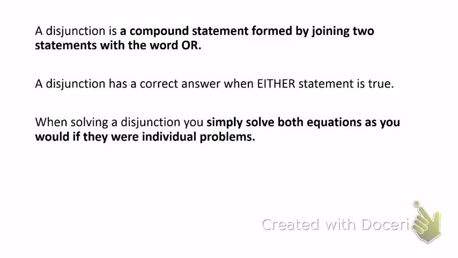So here's the thing. A disjunction is a specific type of compound statement formed by joining two statements with the word or. So if this is true or that is true, then it's going to make the entire result true. So a disjunction has a correct answer when either statement is true. When you solve a disjunction, you simply solve both equations as you would if they were individual problems.